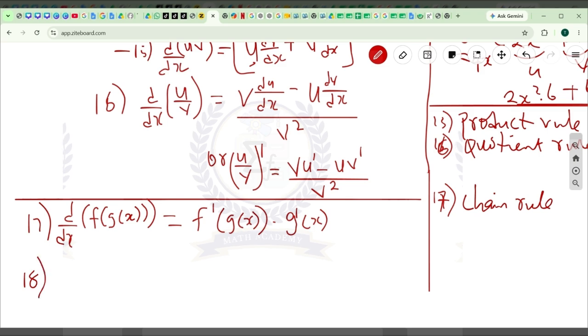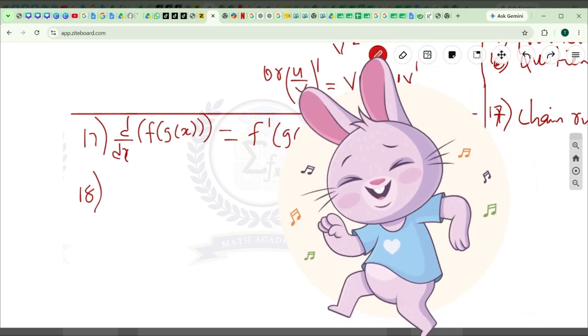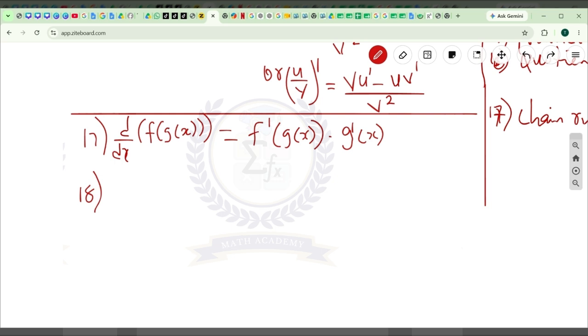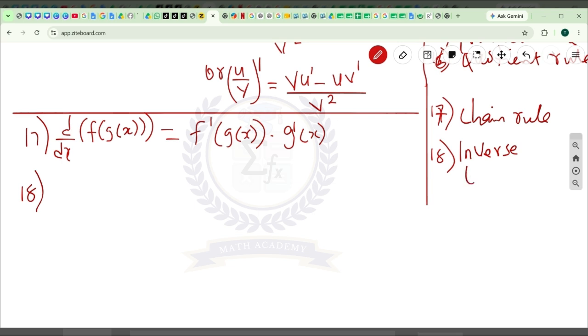So this brings us to the 18th rule. Like I said, congratulations, you stayed up to the 18th rule, which I want to explain, which is called the inverse trigonometric function. So the 18th rule of differentiation, we call this the inverse trig function. We've learned some trig functions, but this is the inverse trig functions.